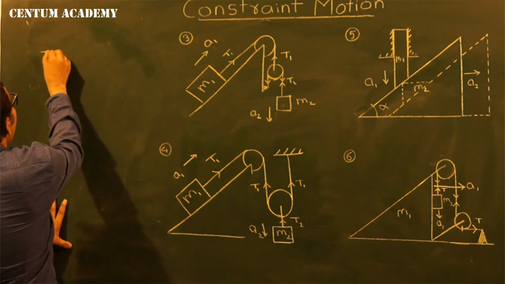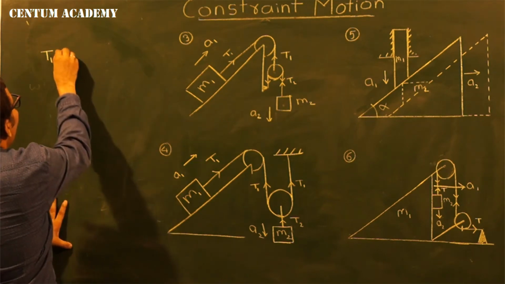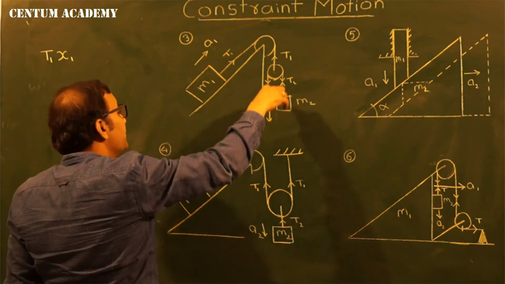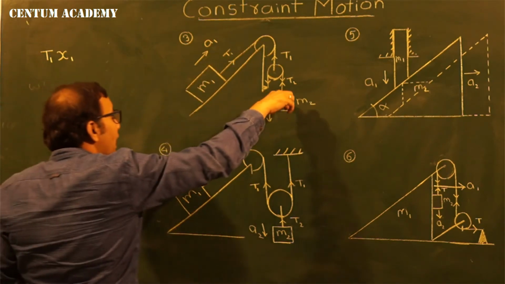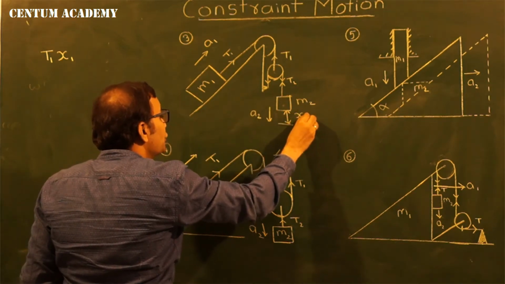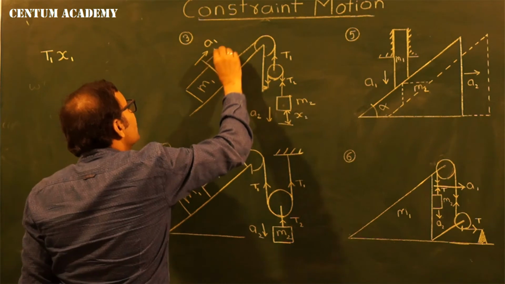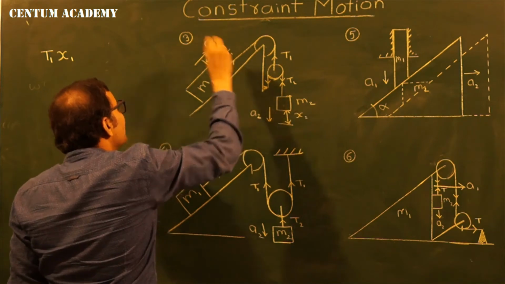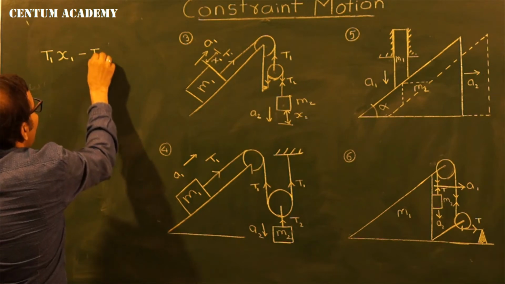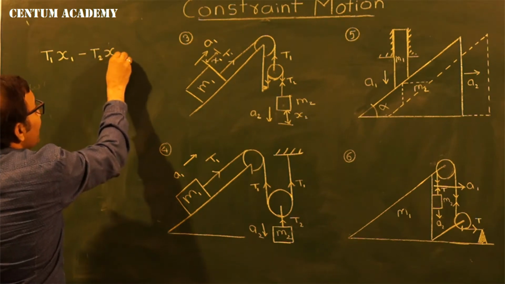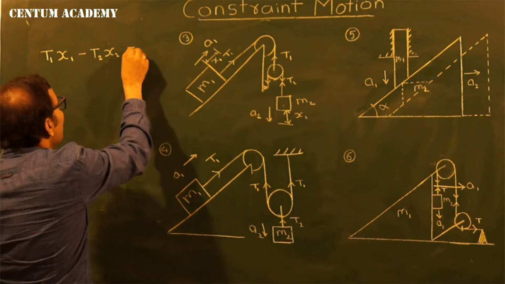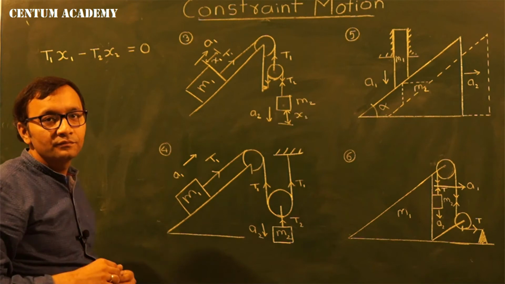So T1 into movement of M1, let us suppose x1. If it is up, the other must be down, right? M2 should go down. Let us assume that M2 goes down by x2 and M1 goes up by x1. So total work done is T1 x1 minus T2 into x2, right? T2 is up, but displacement is down. So this total work done should be equal to 0, right?